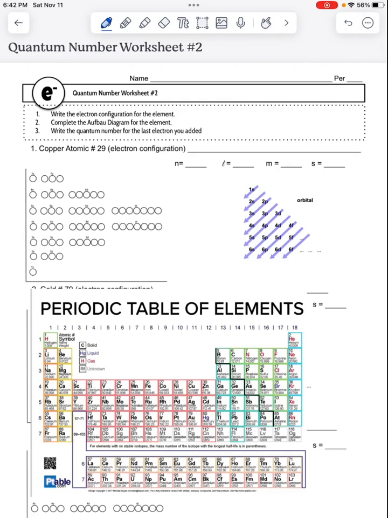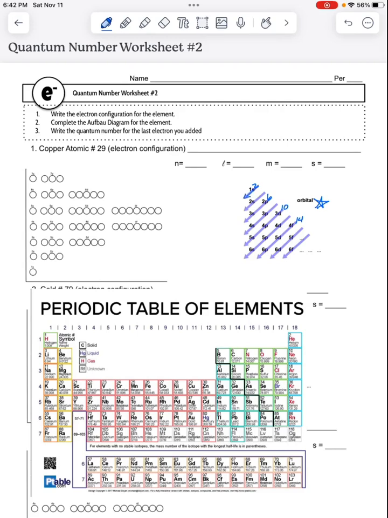The first thing I'm going to do is write the electron configuration for copper. Copper is atomic number 29. That means I need to add 29 electrons here. And I'm going to use this chart right here to help me do that, remembering that s orbitals hold 2, p orbitals hold 6, d 10, and f hold 14 electrons each. And I'm going to fill in this order.